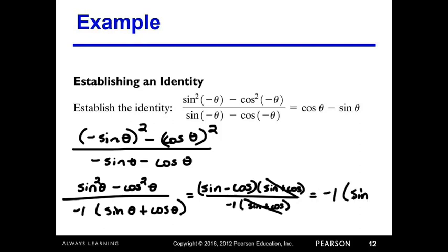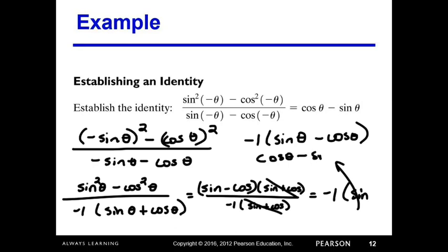sine theta. Oops, I'm out of room, so let me go up here. So you're going to have negative 1 times sine theta minus cosine theta. And then when I distribute the negative 1, you'll end up with negative sine plus cosine, so I'm going to list the cosine first. And so the left side now matches the right side, which is, again, what you want to do when you establish an identity.